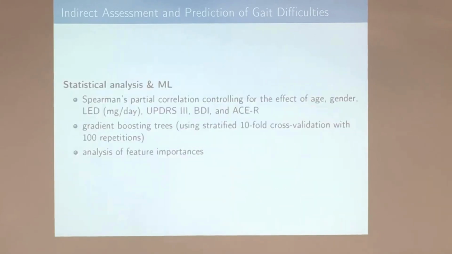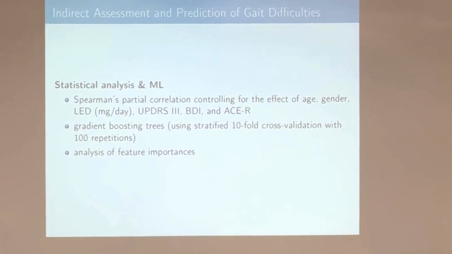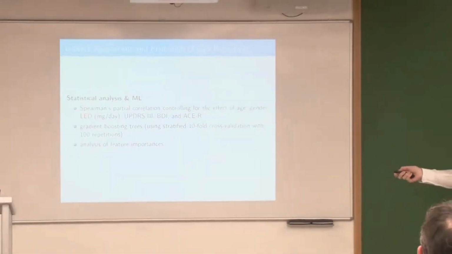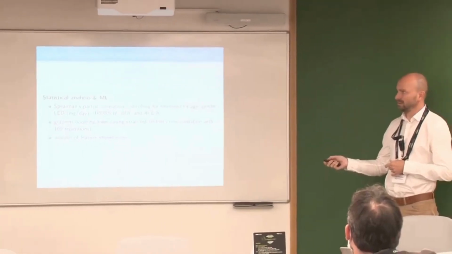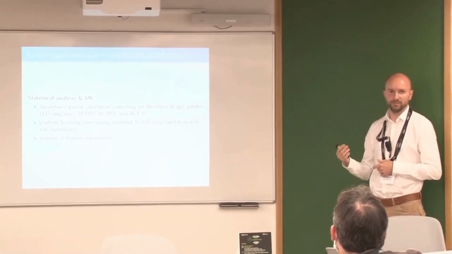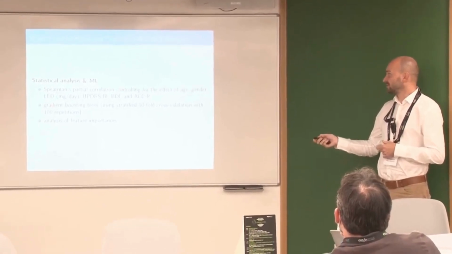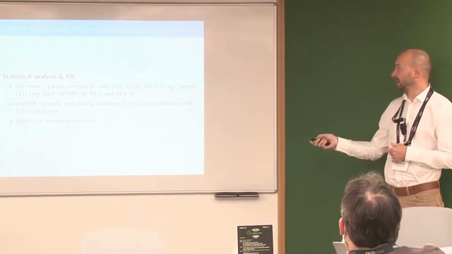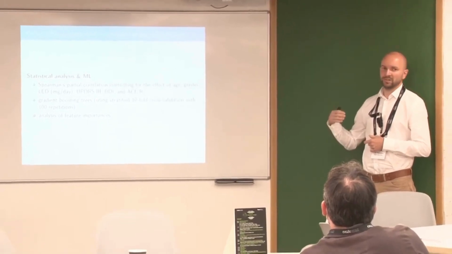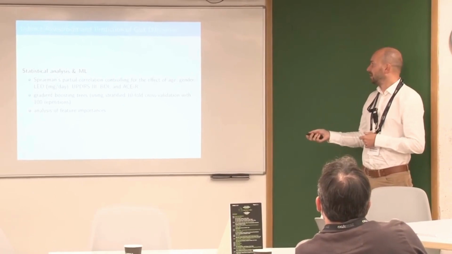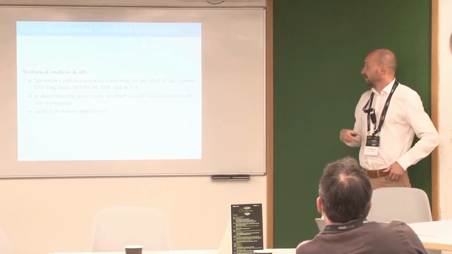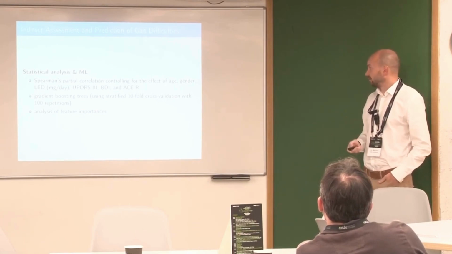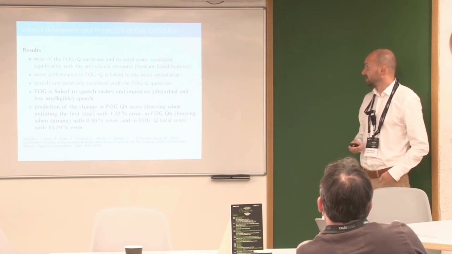Regarding statistical analysis, we used partial correlation, where we controlled for the effect of age, gender, levodopa equivalent daily dose, which is the information related to medication, UPDRS score, assessing motor abilities of PD patients, Beck Depression Inventory, because we try to remove the effect of depression, and a cognitive scale. In terms of prediction, we employed gradient boosting algorithms. So here are some results.